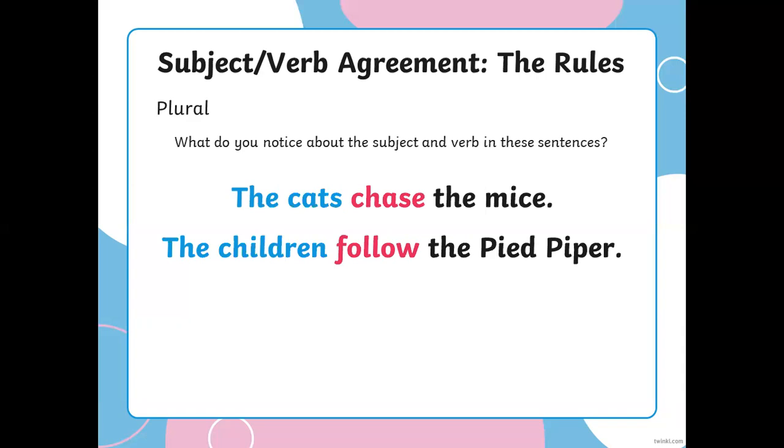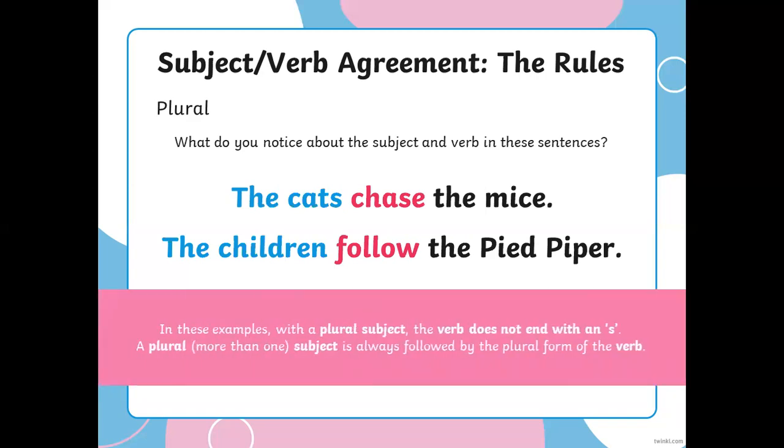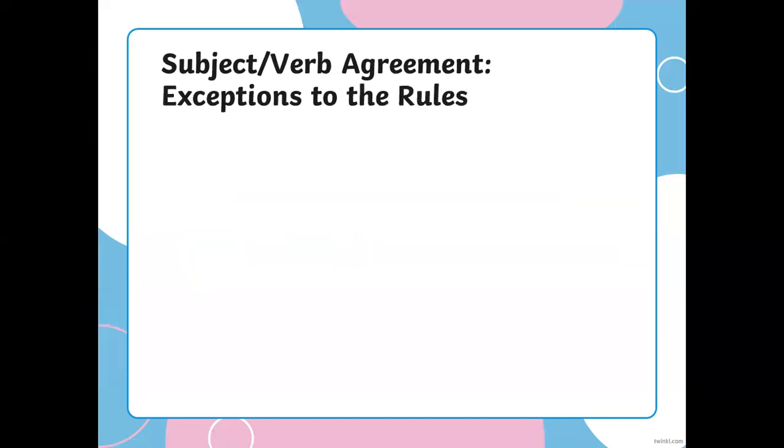So when I'm talking about a singular subject, we add S, ES, IES to the verb. When I'm talking about a plural subject, we don't add anything to the verb. In these examples, with a plural subject, the verb doesn't end with an S. A plural, more than one subject, is always followed by the plural form of the verb.